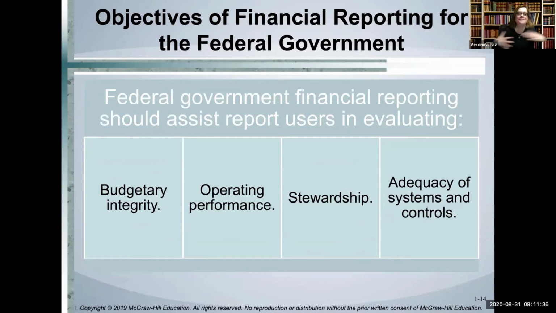And then we have all this fun stuff. Budget integrity is going to come up again. Make sure you understand that federal government financial reporting should assist in evaluating the stewardship, the adequacy of systems and controls, the operating performance, and the budgetary integrity. You'll see that in your study guide.